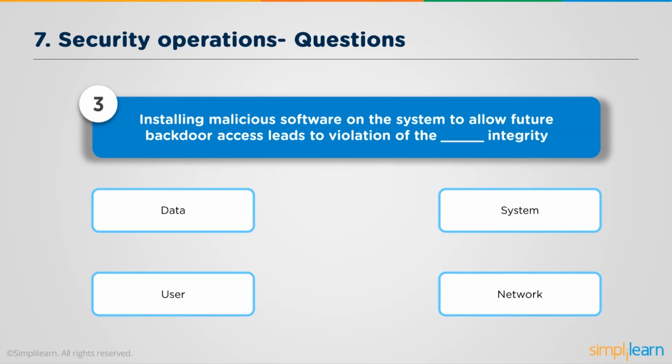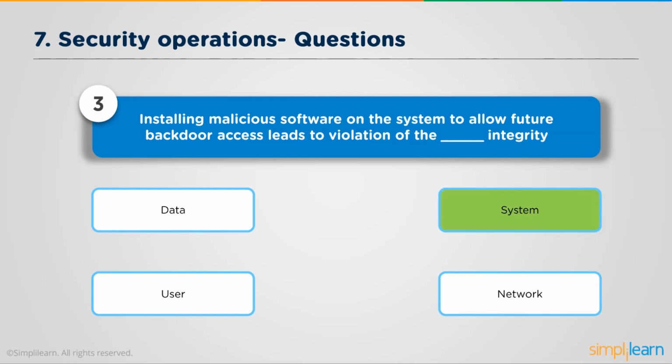Question 3: Installing malicious software on the system to allow future backdoor access leads to violation of what integrity? Does it violate the data integrity, system, user, or network integrity? Now, malicious software on a system to allow future backdoor access. So what are we doing here? We are basically installing a software or an application on a particular system which gives a hacker backdoor access to the system. So this would violate the integrity of the system itself, right?